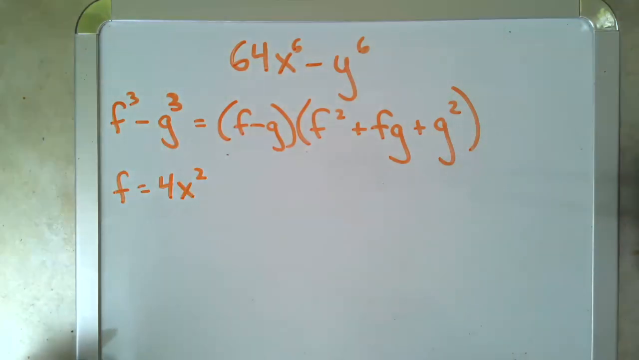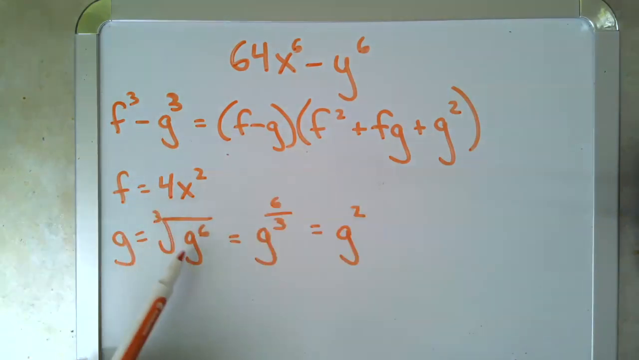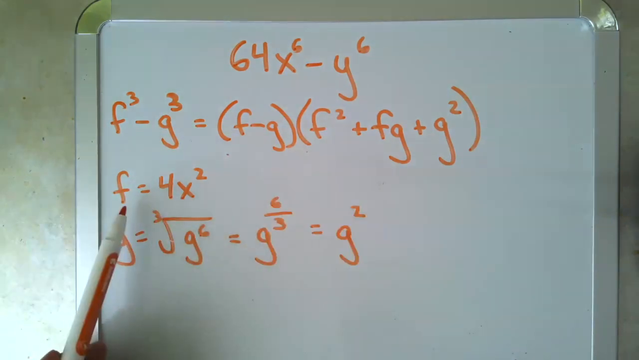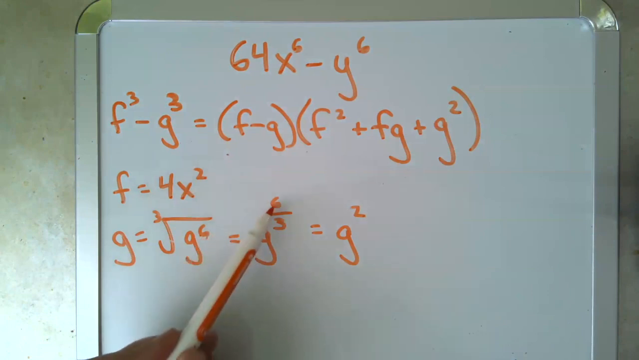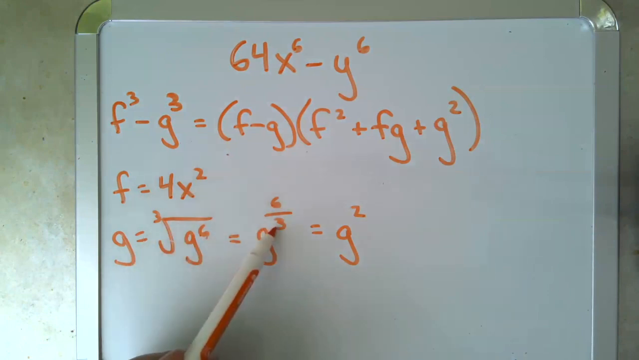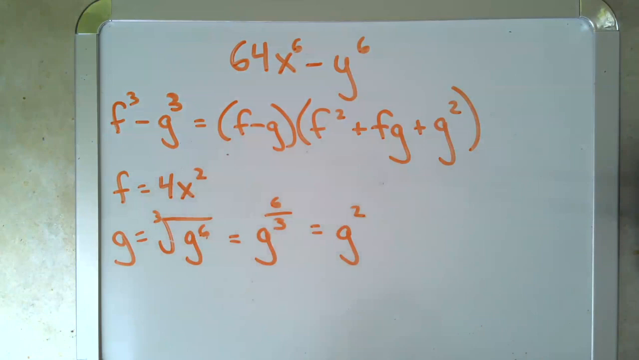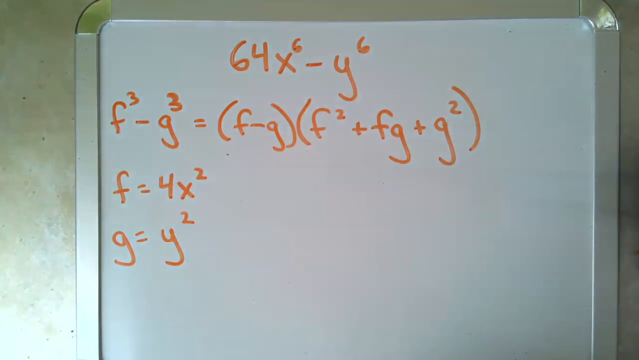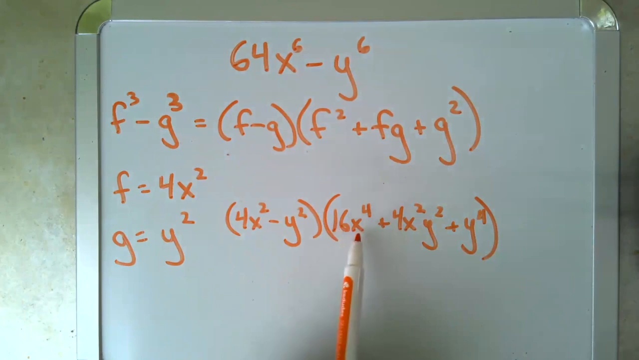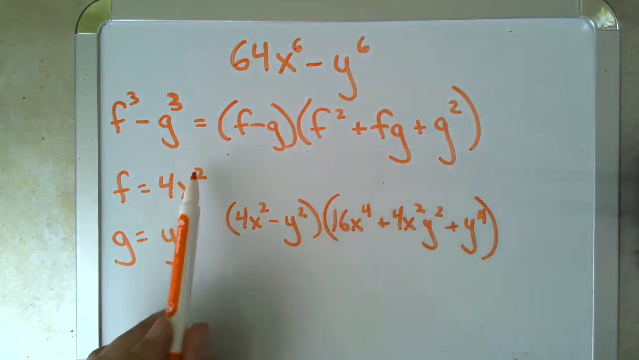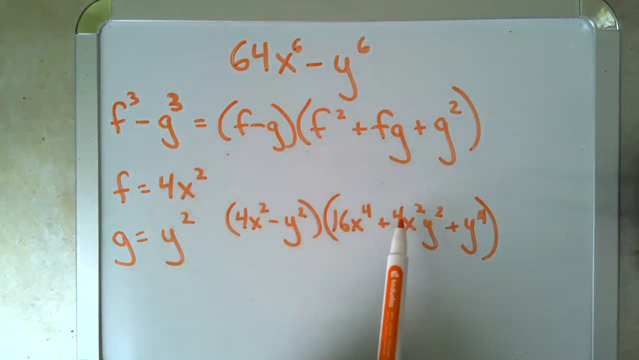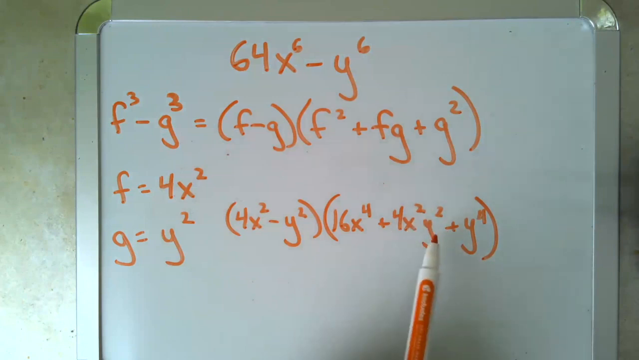And now let's do it again with our g. So the cube root of y to the 6th, I take those and make them a fraction. My exponent becomes my numerator. Power of my root becomes my denominator, which simplifies to y squared. So now I can substitute these into my formula. So here I go. First term, 4x squared minus y squared. Second term, 16x to the 4th. Don't forget to square both of those terms, plus 4x squared y squared plus y to the 4th.